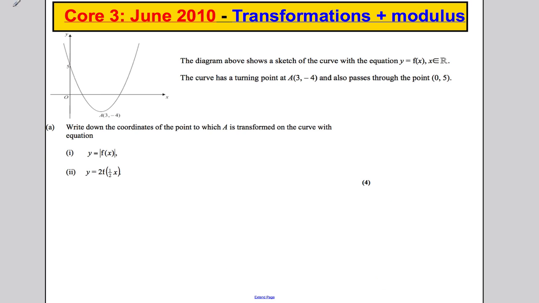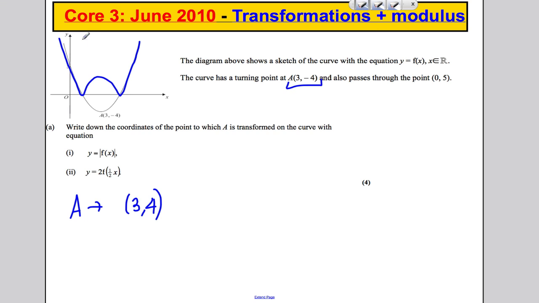Okay, part A. We are asked, here's a curve, we're given various points on the curve. We're asked to write down the coordinates of the point to which A is transformed if this was the equation. Now mod f of x, remember what mod f of x looks like. You draw f of x, but where it goes negative, you make it positive. Okay, so write down the coordinates where A is transformed to. A would therefore be moved to 3, positive 4, simple as that. Okay?